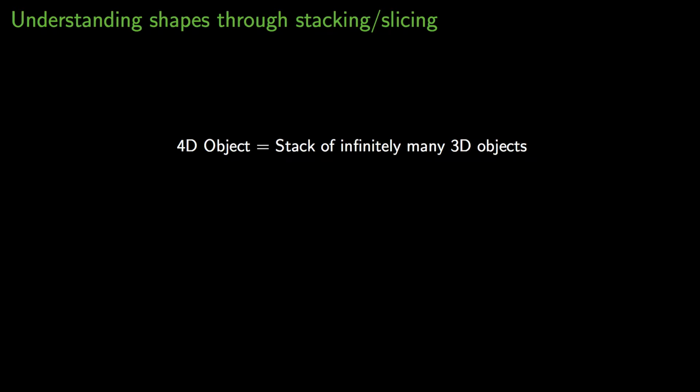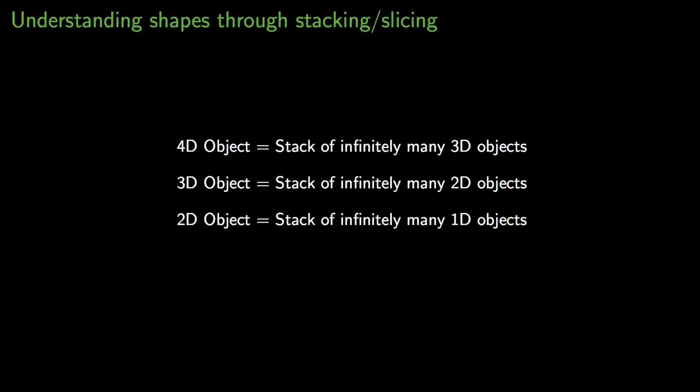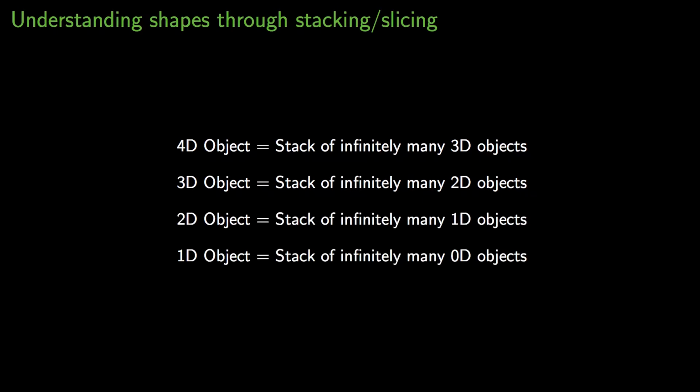We're going to try to understand 4D objects in at least 3 different ways. And the first way is through stacking and slicing. What I mean is a 4D object can usually be understood as a stack of infinitely many 3D objects. Now this goes for any number of dimensions that you like, and what that means is 3D objects can be viewed as a stack of infinitely many 2D objects, 2D objects as a stack of 1Ds, and 1D objects as a stack of infinitely many 0D objects.